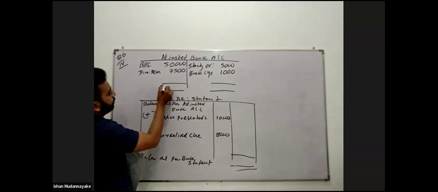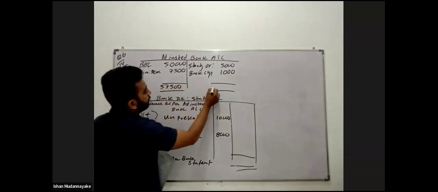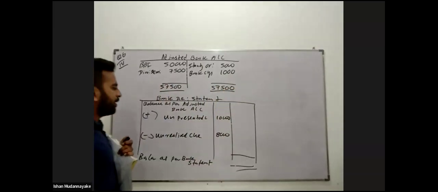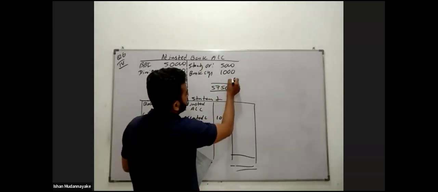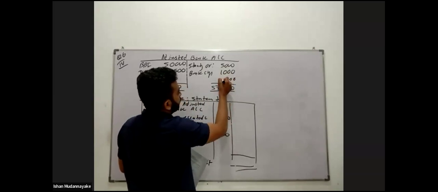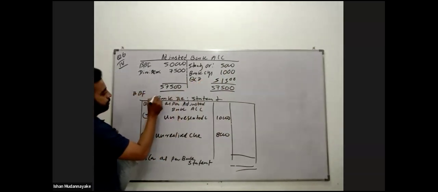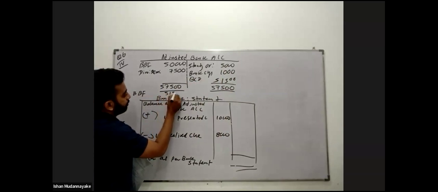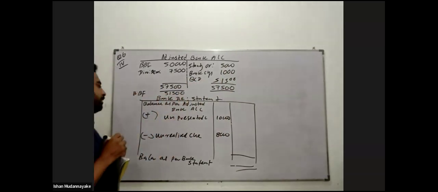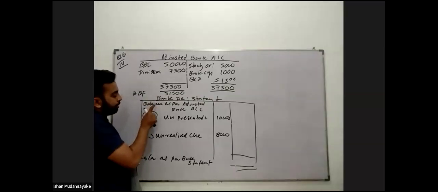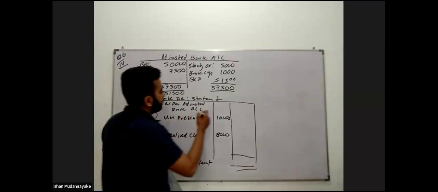Closing cash balance 57,500. 27,500 minus 6,000. Balance carried down. Balance brought forward, 51,500. And the 51,500 is transferred to the reconciliation. Balance transferred to the adjusted bank account, 51,500.